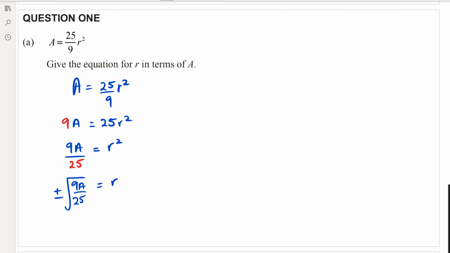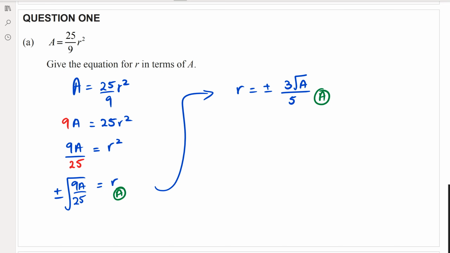In this case, you can actually leave your answer here. Now, some of you might see that you can take the square root of 9 and the square root of 25, so you can write your answer like this as well. We have R is equal to plus or minus, the square root of 9 is 3, and the square root of 25 is 5. Square root of A, can't really do anything with it, so we just leave the answer as it is. Any one of these is going to get you an achieved. So getting up to here will get you an achieved, and getting up to here will also get you an achieved.